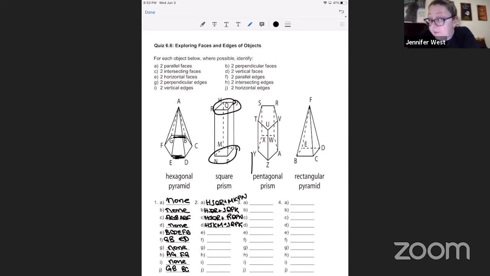Okay, E is asking for 2 horizontal faces. Well, those are just our bases. So H, J, Q, R and M, K, N, P.